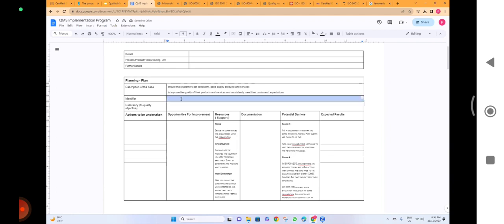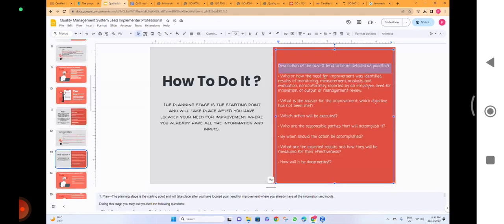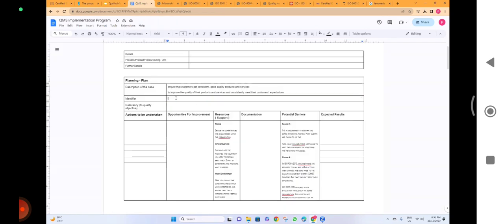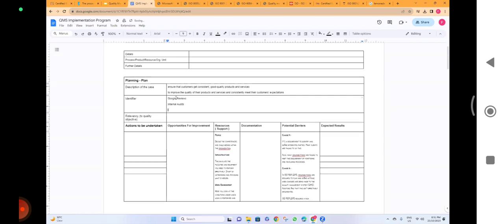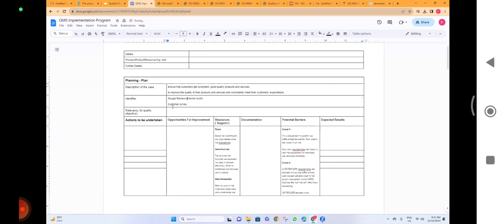So after that, who and how was this need for improvement identified? Here you can easily say this was from, you can say, Google reviews, okay? This came either from Google reviews or, you can say, from internal audits. Or you can say we identified this need from, you can even say, a customer survey, okay? Anything. How did you know about that? That can also be, okay? So let me just say like this, all right?